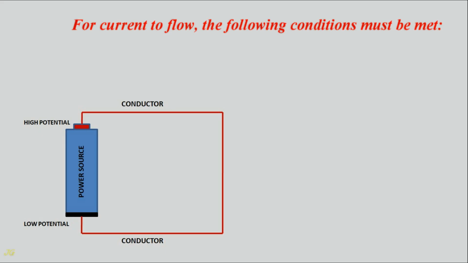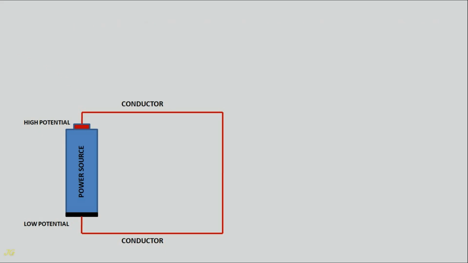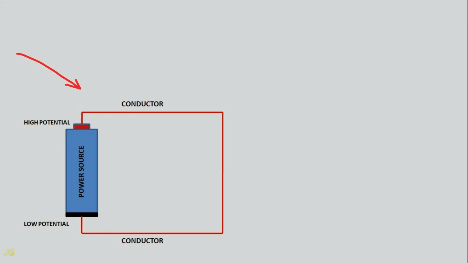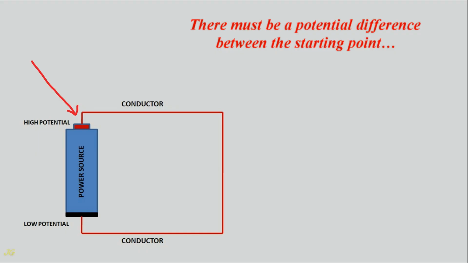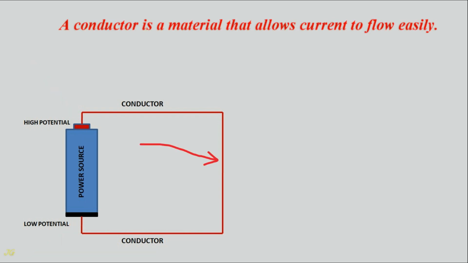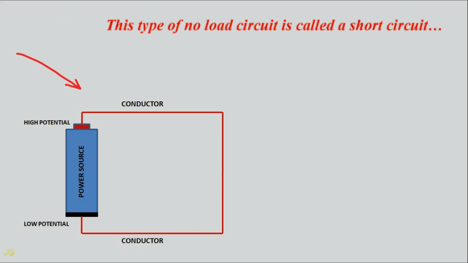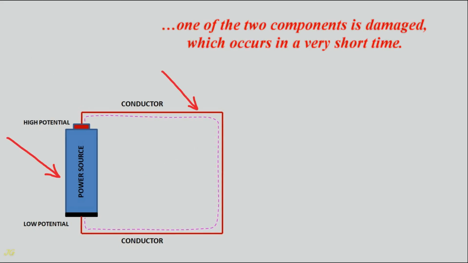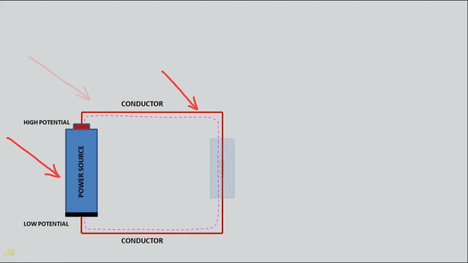For current to flow, the following conditions must be met. The current path must be a continuous, closed loop. There must be a potential difference between the starting point and the return point. A conductor is a material that allows current to flow easily. This type of no-load circuit is called a short circuit, in which current flows until one of the two components is damaged, which occurs in a very short time.